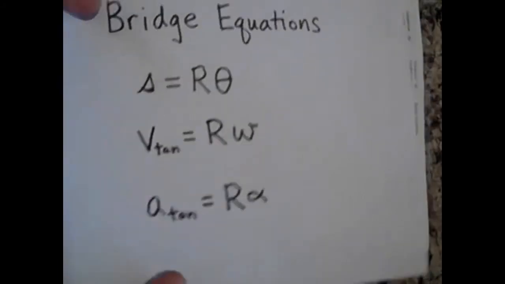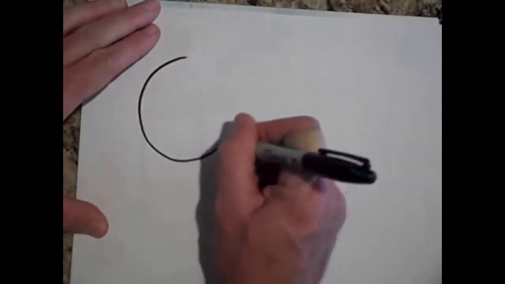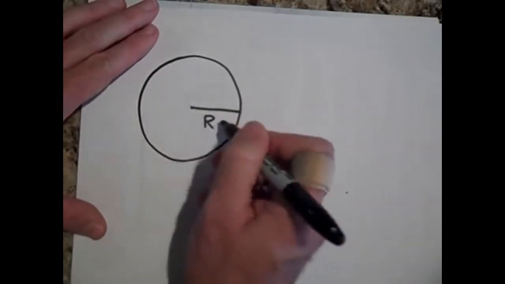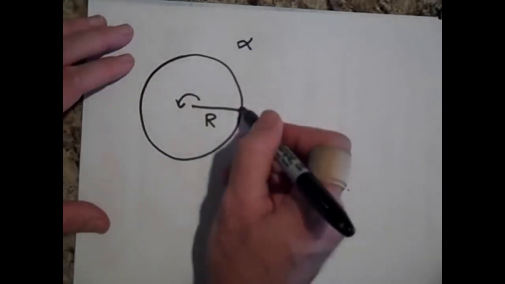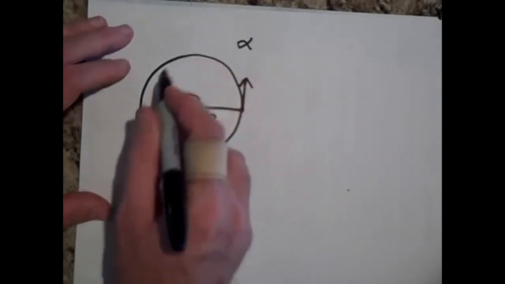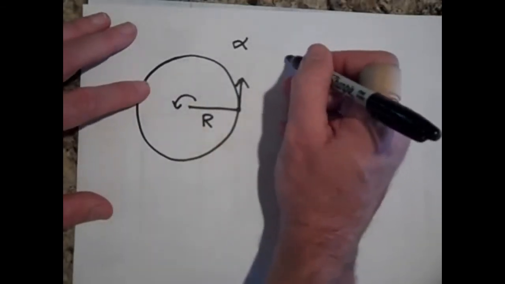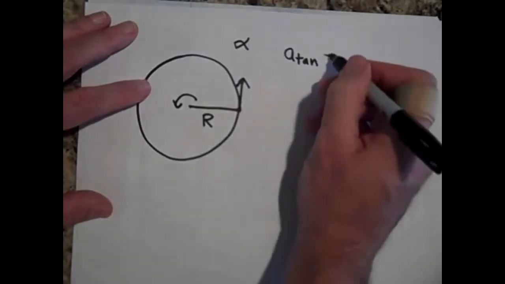Okay. One more thing about that though, if you are on a circle that's accelerating. Let's say you're out here and it has an alpha. Well, that means that your tangential velocity is not constant. You're getting faster and faster and faster. So your tangential acceleration is just going to be r times alpha.